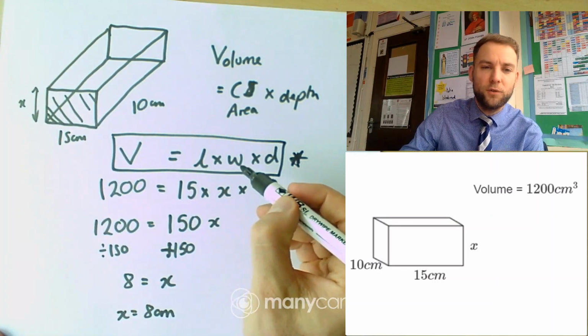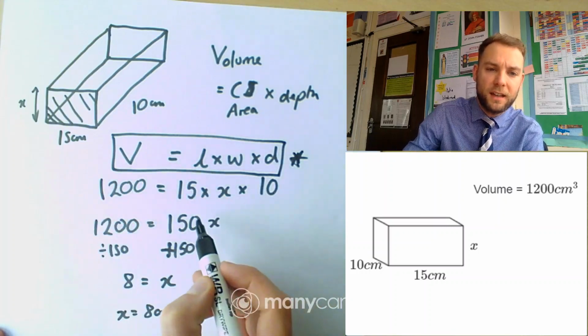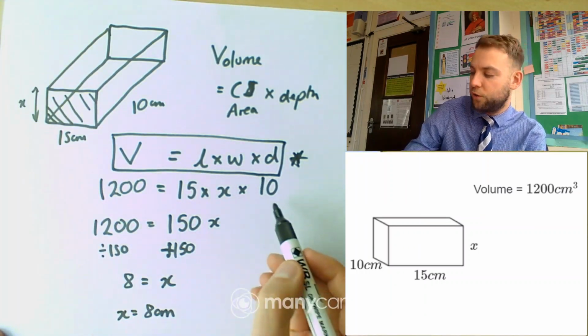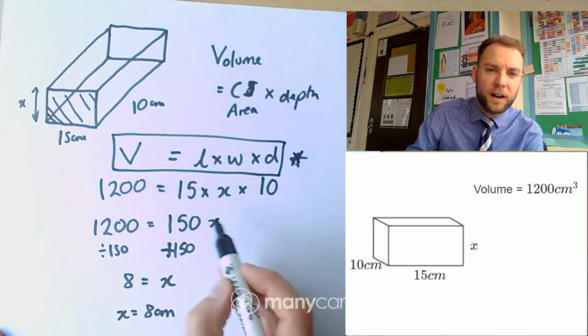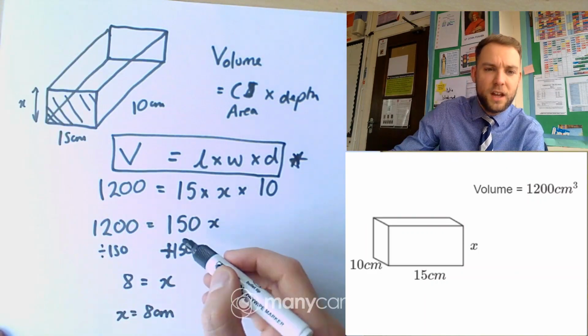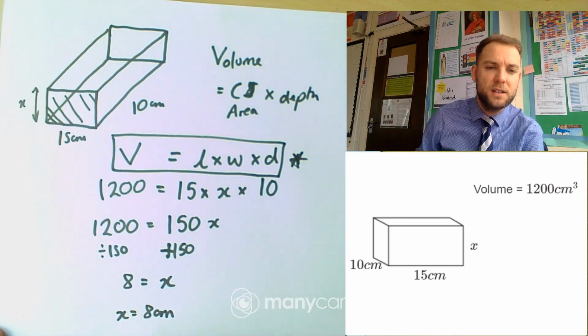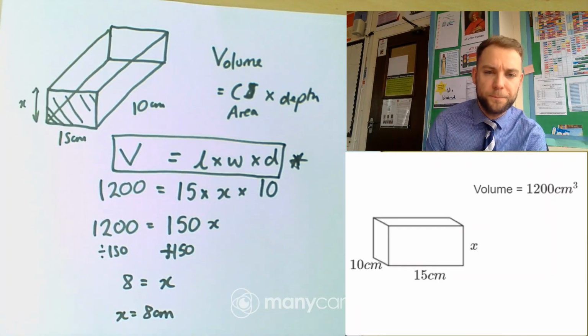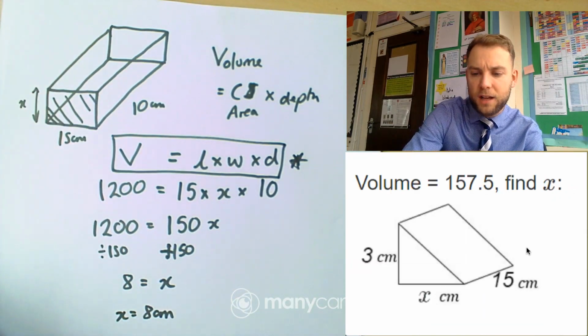Once you've created this formula, you substitute everything in. Once you've substituted everything in, you simplify. And once you've simplified everything, you can then solve that equation to find out the unknown that you want. Okay, let's have a look at another question now.